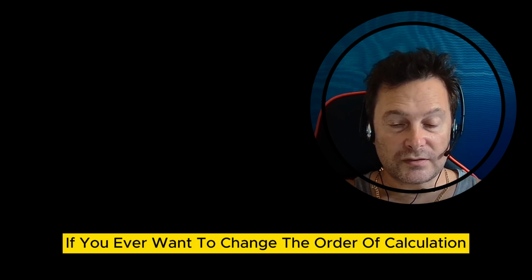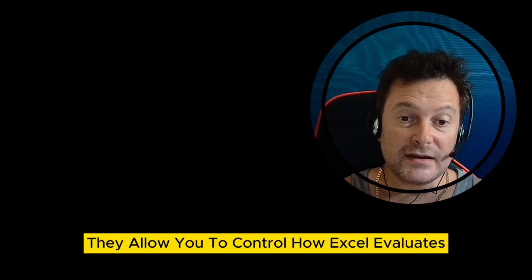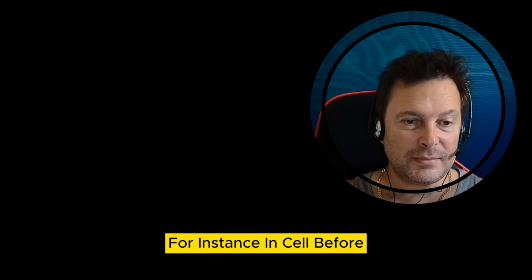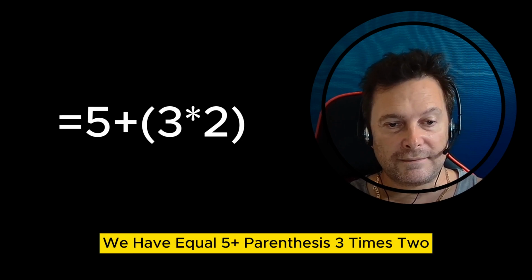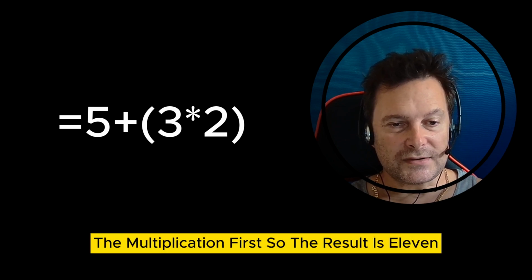Here's a handy tip. If you ever want to change the order of calculation, use parentheses. They allow you to control how Excel evaluates your formulas. For instance, in cell B4, we have =5+(3*2). The parentheses make Excel prioritize the multiplication first, so the result is 11.